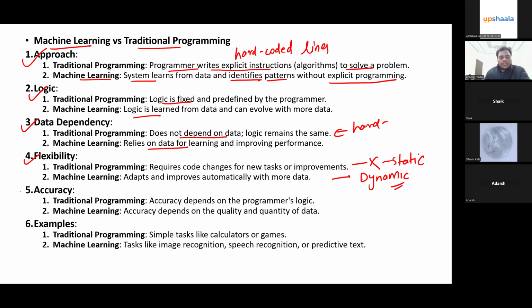In case of accuracy, this will be dependent upon the programmer's logic, what kind of logic and approach he is making. But in case of machine learning, the algorithm will depend upon the quality and the quantity of the data. So these two factors are very, very important.